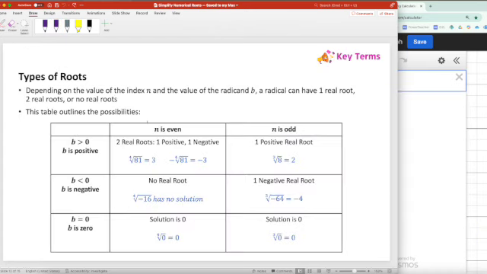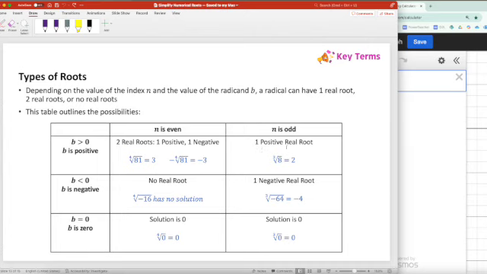So one thing we need to think about when we're talking about roots is, depending on the value of the index n and the value of the radicand b, a radical can have 1 real root, 2 real roots, or no real roots. So if our radicand is positive, if the value under the root is positive, and we're taking an even numbered root, like a fourth root or a square root or a sixth root, we can have a positive or negative value, right? And we've seen this before. When we take the square root of 81, we get plus or minus 9. When we take the fourth root of 81, we get plus or minus 3.